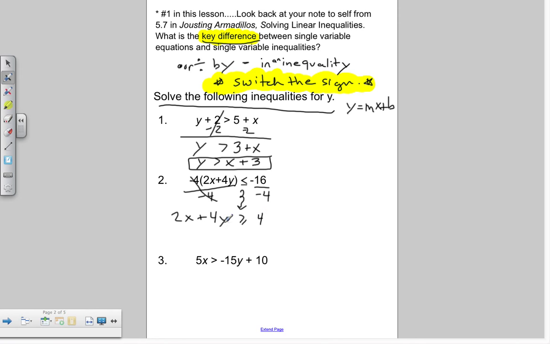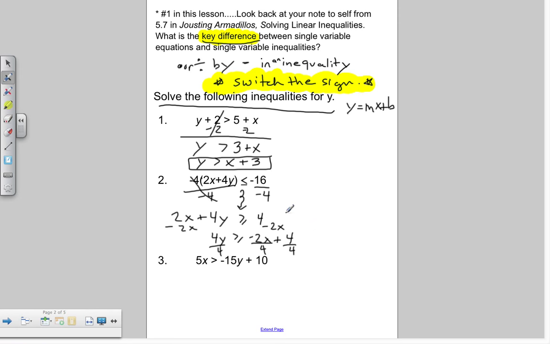Now I still need to get y by itself. So I'm going to subtract the whole 2x, bring it over here. And I'm going to get 4y is greater than or equal to negative 2x plus 4. Then I'm going to divide by 4, and when I divide by 4 here, I need to divide every term by 4. It was a little different up here because it was multiplication, but here, because I have addition, I have to do it all the way across dividing by 4.